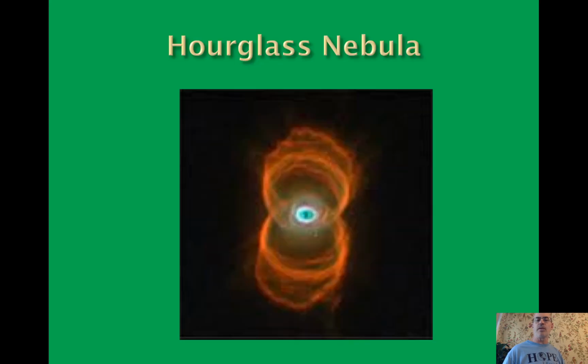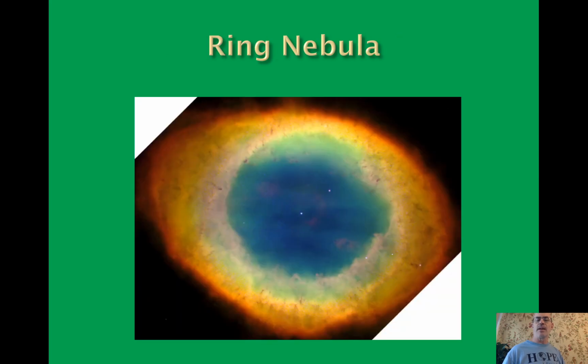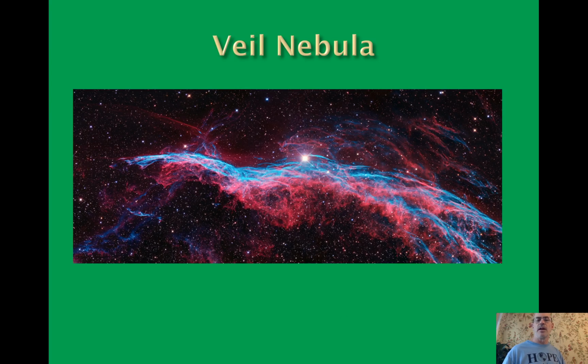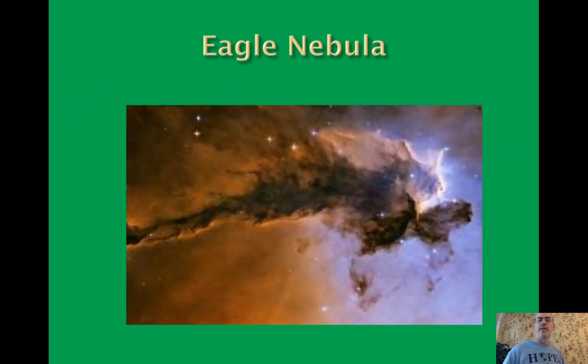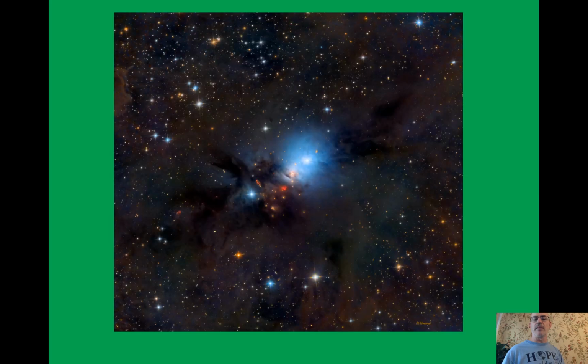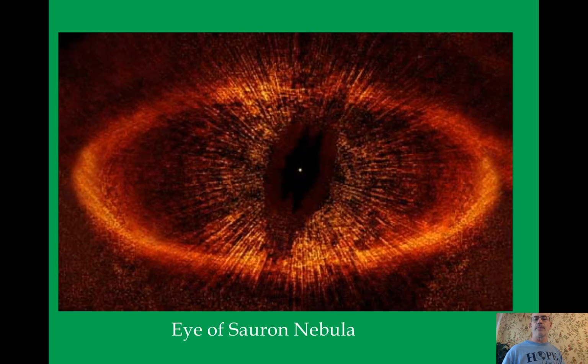Here's the Eskimo Nebula. This is the Hourglass Nebula, the Ring Nebula. I showed you before the F Nebula, the Veil Nebula, the Eagle Nebula, Pillars of Creation. This is actually one of the most famous pictures, taken by, I believe, the Hubble. The Eye of Sauron Nebula. It's kind of cool.